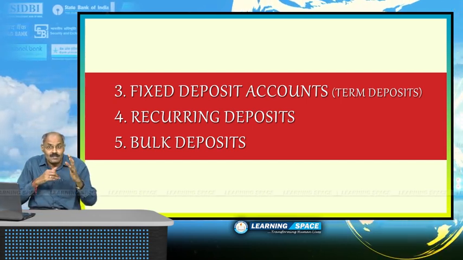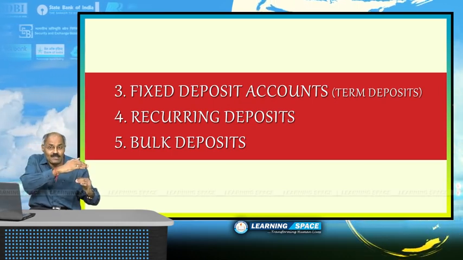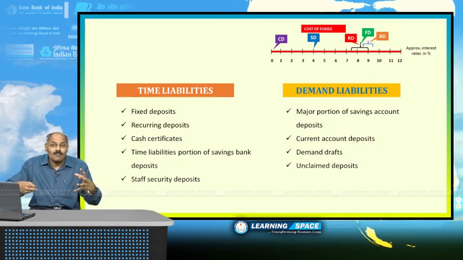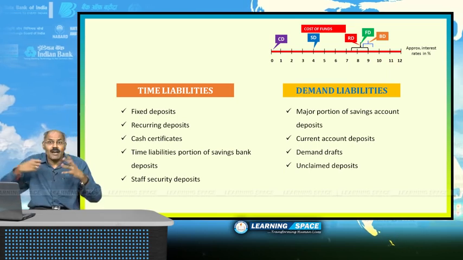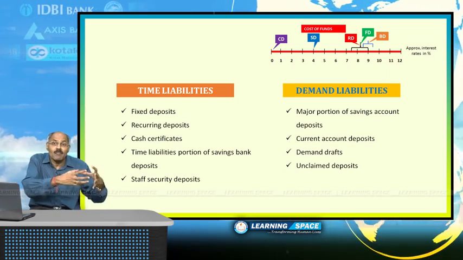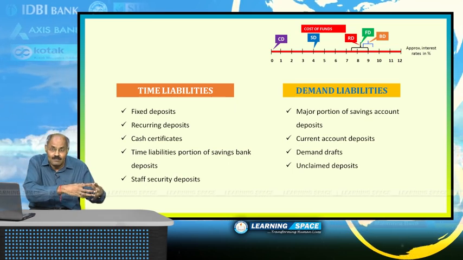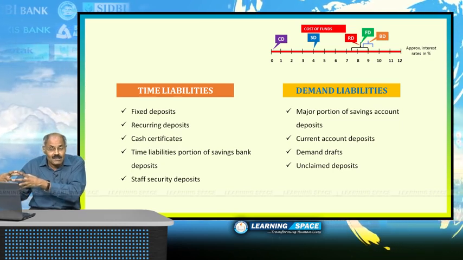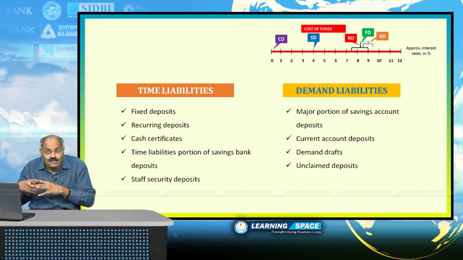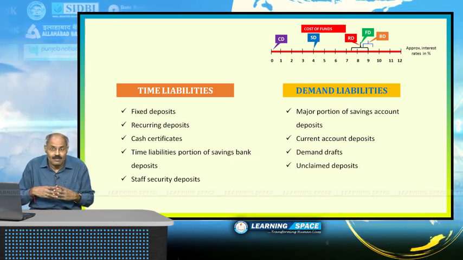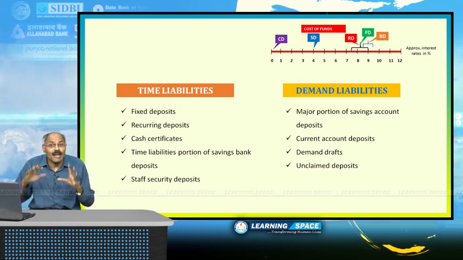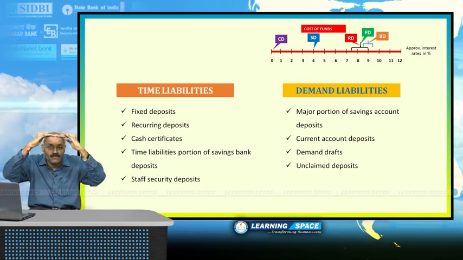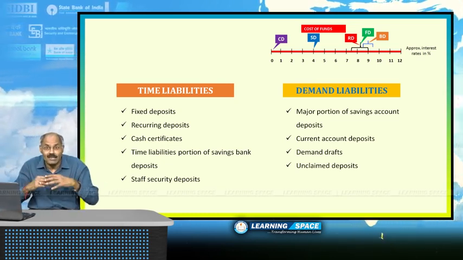Please don't forget, savings account deposits and current account deposits are demand deposits or otherwise demand liabilities. You can deposit at any time, you can withdraw at any time. That's why they are called demand liabilities or demand deposits. But fixed deposits, recurring deposits and bulk deposits are time deposits or time liabilities, because they are for a specified or agreed period. If you want to withdraw money before the agreed period, you have to pay some penalty.